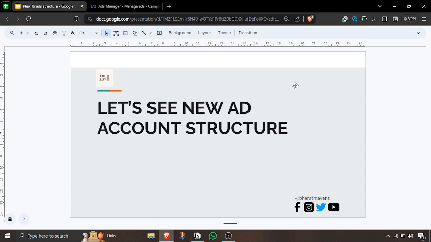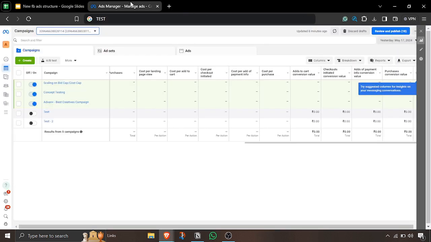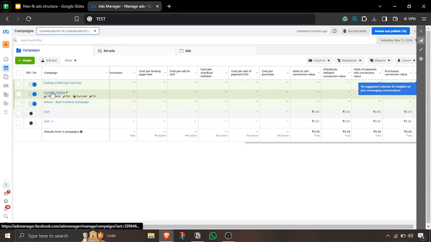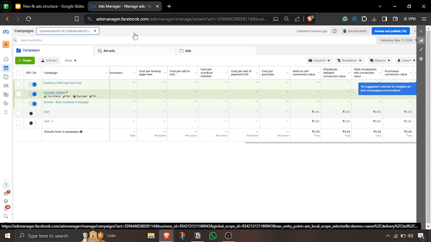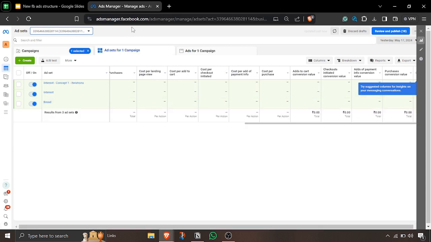Let's see our new ad account structure, how we fare. So this is our new ad account structure. This is concept testing, this is for scaling, and this is for best campaign, best creators. First, concept testing. Here we usually have two ad sets. One is interest based and the other one is broad. Each creative is added in both, one broad and one interest, minimum. That's maximum also, and minimum also. The same creative is added in one interest and one broad.